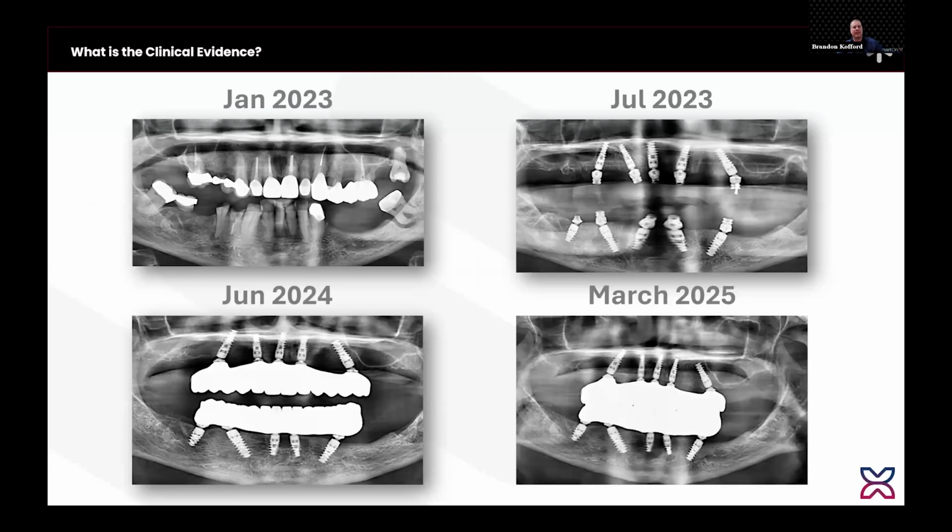Here you see another case we did early on, January 2023. She presents for consultation. July, we do the surgery. In June of 2024, we deliver her zirconia prostheses, and in March, we do our follow-up, and we just see that the bone is not moving.